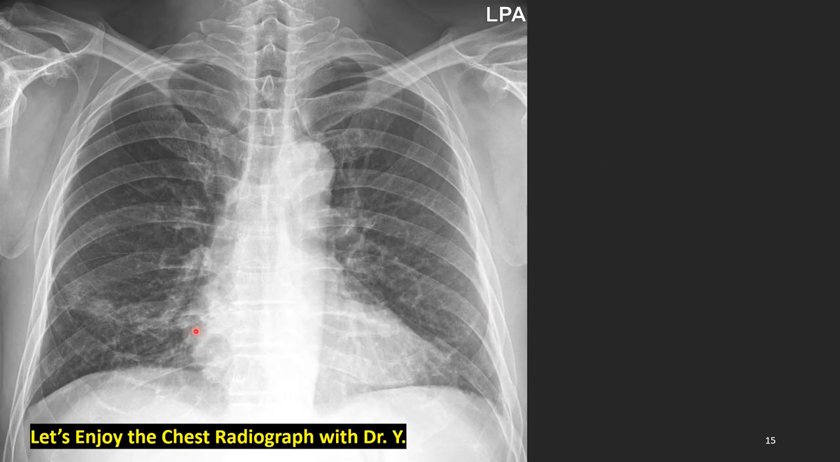What do we see here? Yes, small nodule, 1.5 cm solitary pulmonary nodule here. Where? Not in the upper lobe, because this is the minor fissure and major fissure. So it is at least middle lobe or lower lobe. But we do not know with this radiograph only whether it is in the middle or lower lobe.